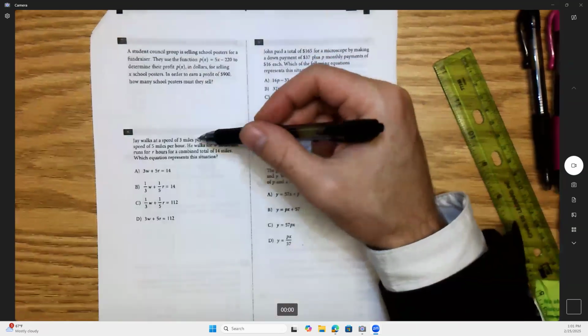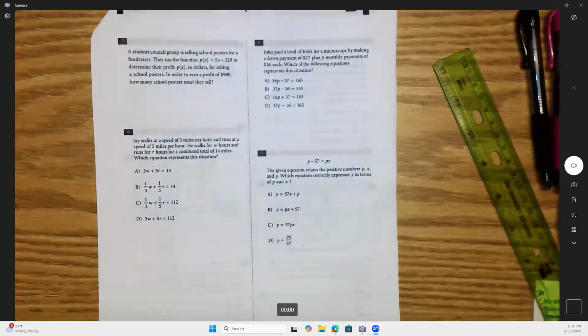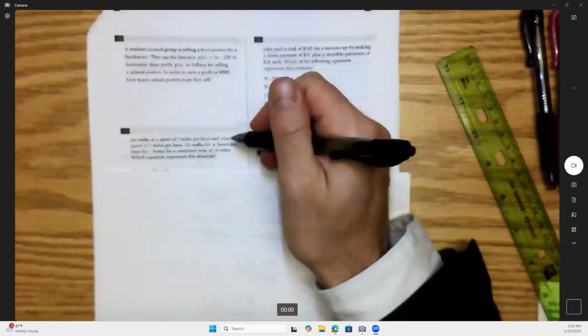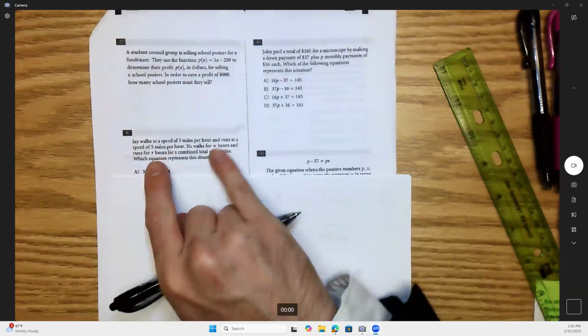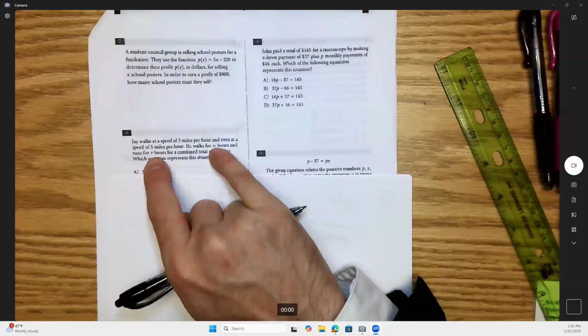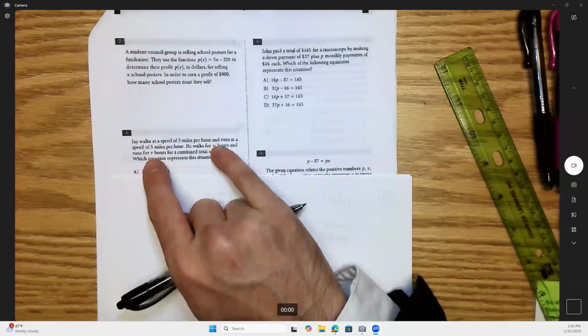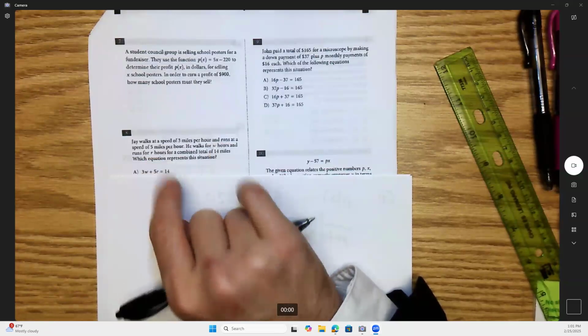Number 8, Jay walks at a speed of 3 miles per hour and runs at 5 miles per hour. Okay, makes sense. He runs a little faster than he walks. He walks for W hours and runs for R hours. So already we're getting some variables thrown around, W and R. Guys, what do W and R represent? Are those distances, speeds, or times? Times, yeah, those are times, how much time in hours.